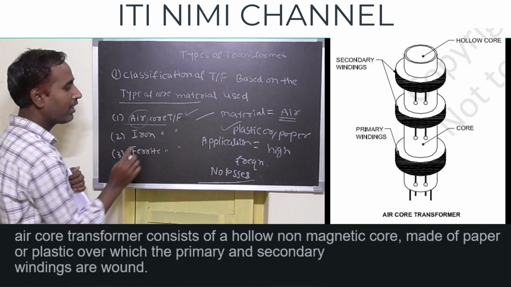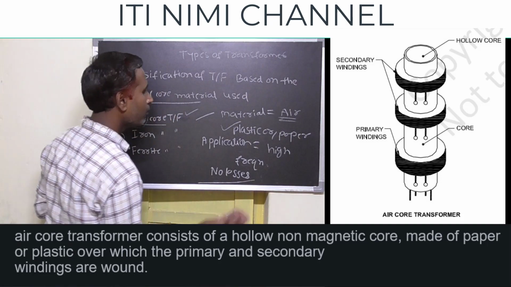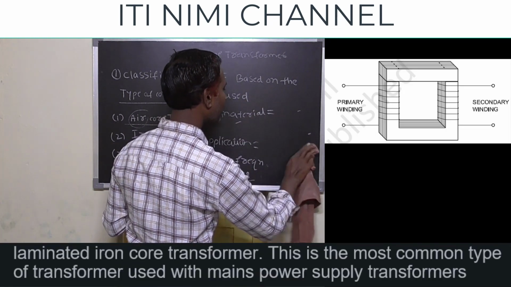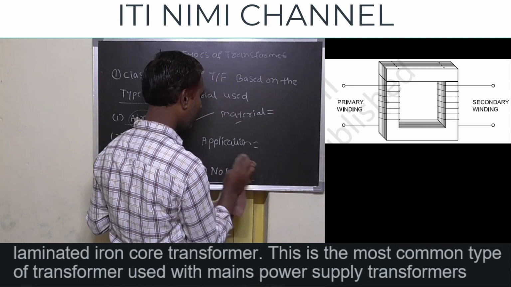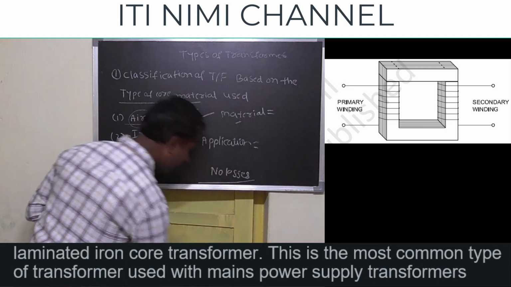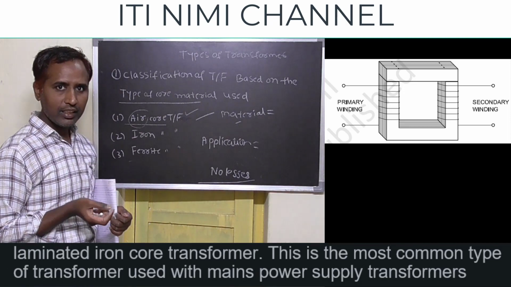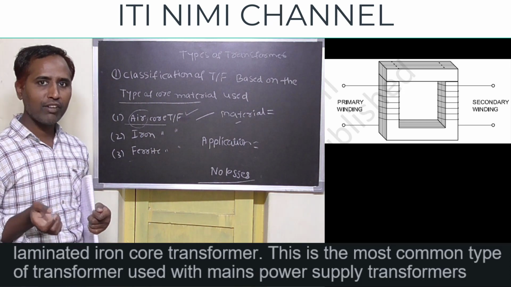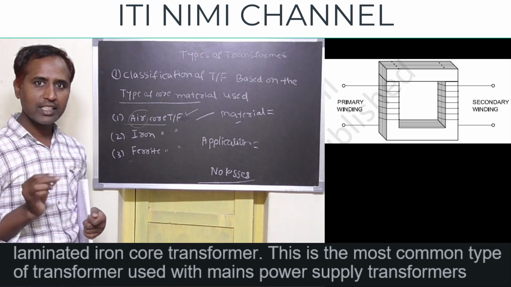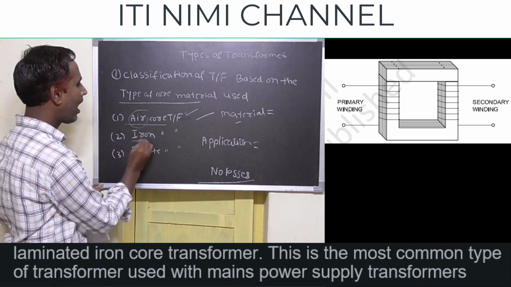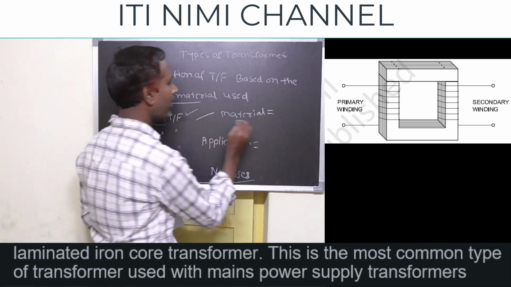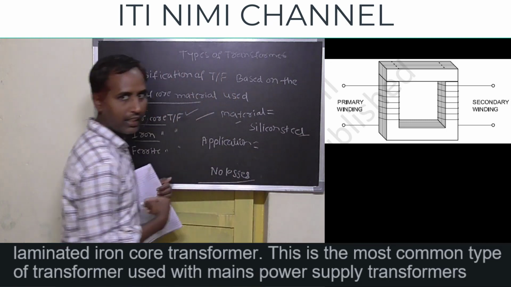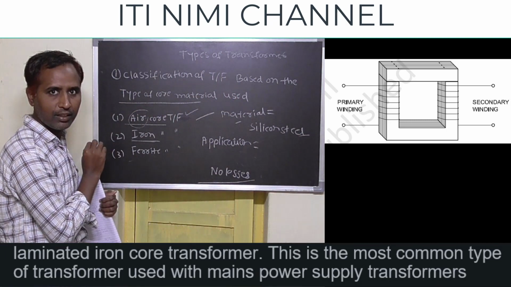Next I will explain iron core transformer. So friends, iron core transformer, here also which material is used and what are the application of iron core transformer. We already discussed at the beginning of the transformer topic. Normally transformers are made up of iron core. Means the silicon steel material. Iron is the material. The material is silicon steel. Silicon steel is the material. Or we can say that iron is the material.